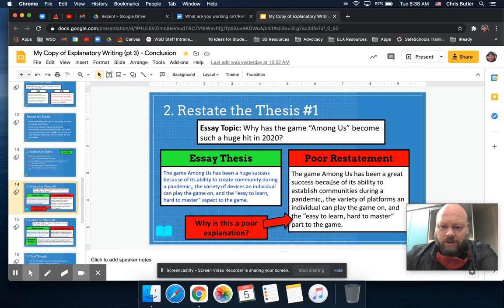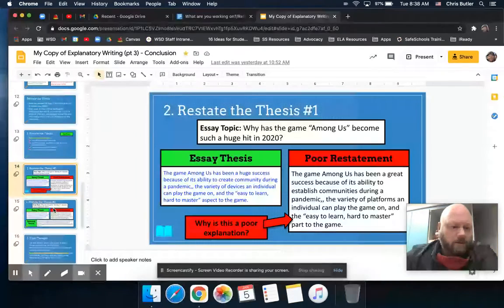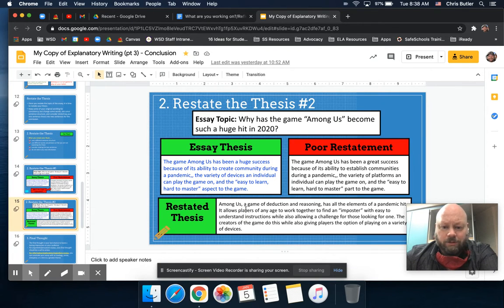A poor restatement. The game Among Us has been a great success because of its ability to establish communities during a pandemic, the variety of platforms. You can see it's literally the same statement. Don't do that. Okay? Here's it restated. Okay, and I'll let you read through that on your own, but you can see it's got similar phrases and wording, but it's not exactly the same. Okay, so you're restating it, similar words, but new.